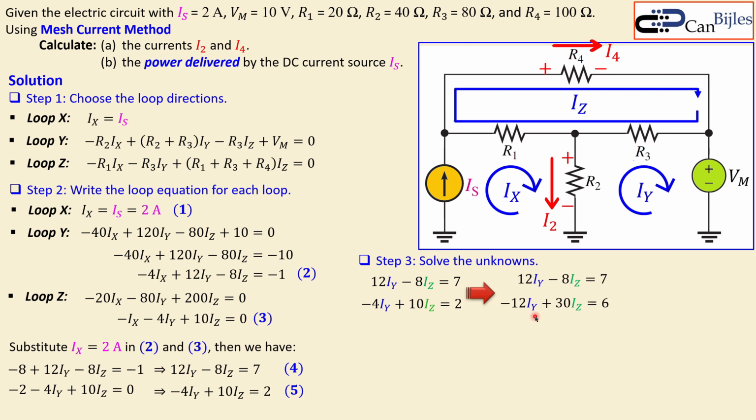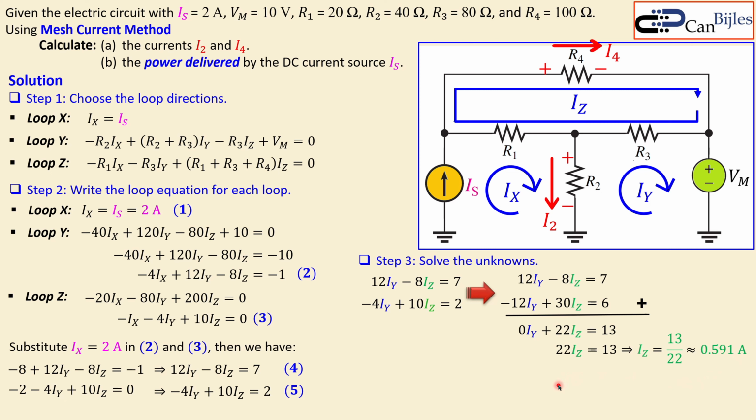There will be then minus 12 Iy plus 30 Iz, and then is equal to 6. That's actually just the result. Now add them up, and then you will lose this, because that will be then 0 times Iy, and you will get here minus 8 plus 30. For the Iz will be then 22 Iz, and 7 plus 6 will be then 13. Now you will get this, and Iz will be then 13 over 22. That's just approximately 591 milliamps, or 0.591 amps.